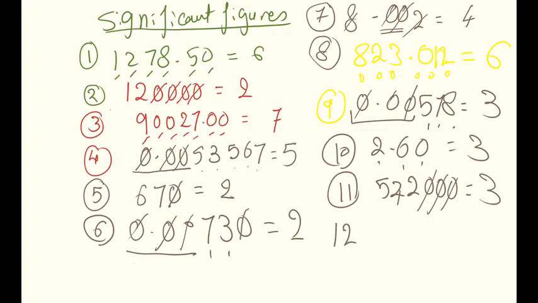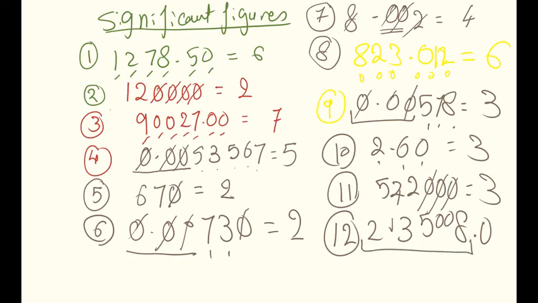The last one, 263.5008.0. All those are significant, okay, except that zero. So 1, 2, 3, 4, 5, 6, 7.